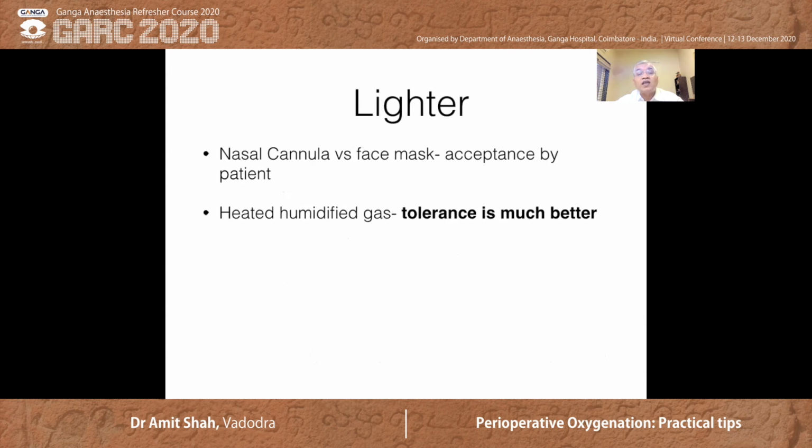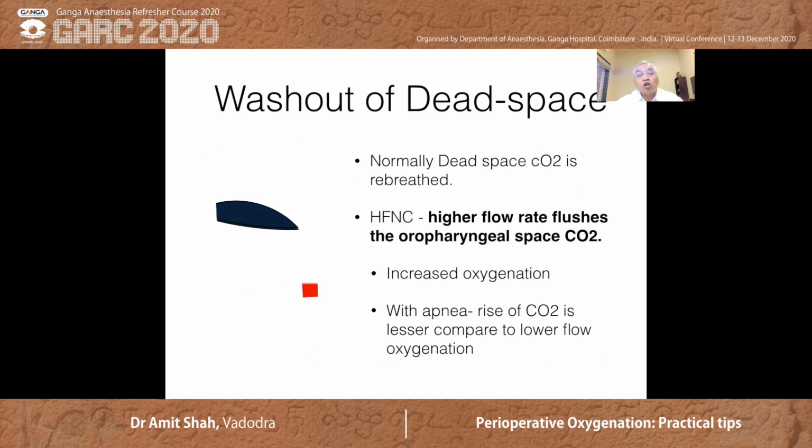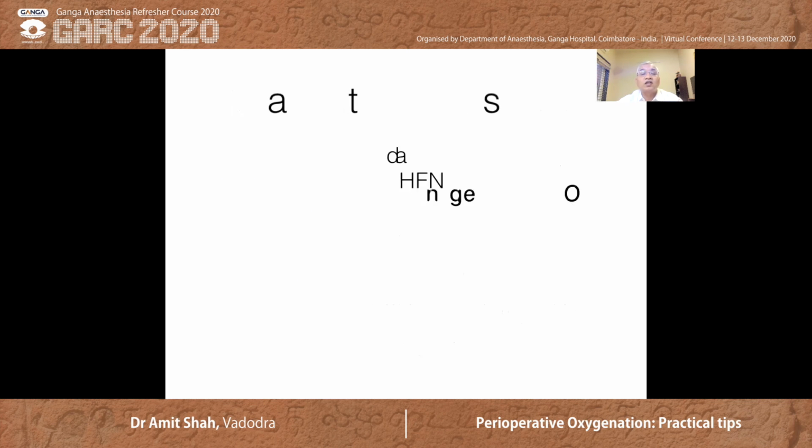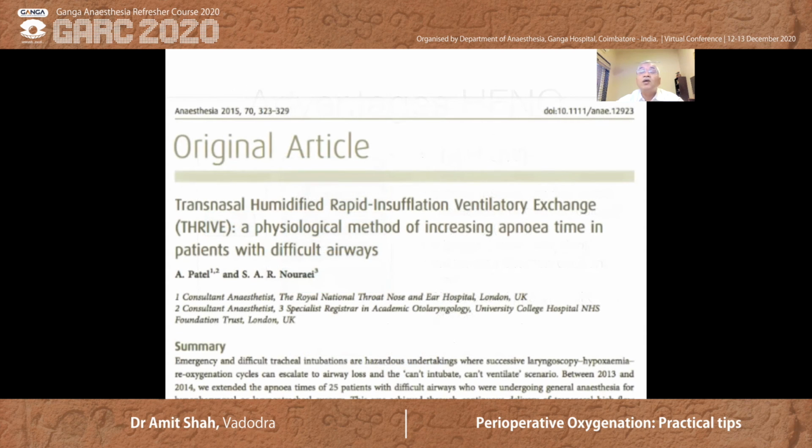So there is always some PEEP generation associated with high flow nasal oxygen, which improves oxygenation. It is also very well accepted and tolerated by the patient since it is a nasal oxygen. Since with high flow there is no air entrapment, very high FiO2 can be delivered. Also, normally dead space CO2 is rebreathed, but with high flow nasal oxygen it flushes the oropharyngeal carbon dioxide. This keeps the rise in CO2 lower. So with apnea, rise in CO2 is lesser compared to lower flow oxygenation. So these are the advantages of very high flow nasal oxygen, which can be used at various places in anesthesia.